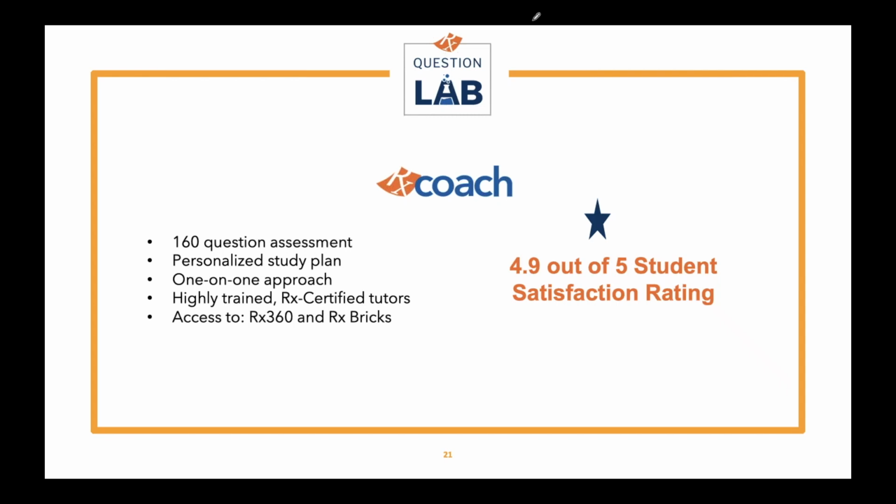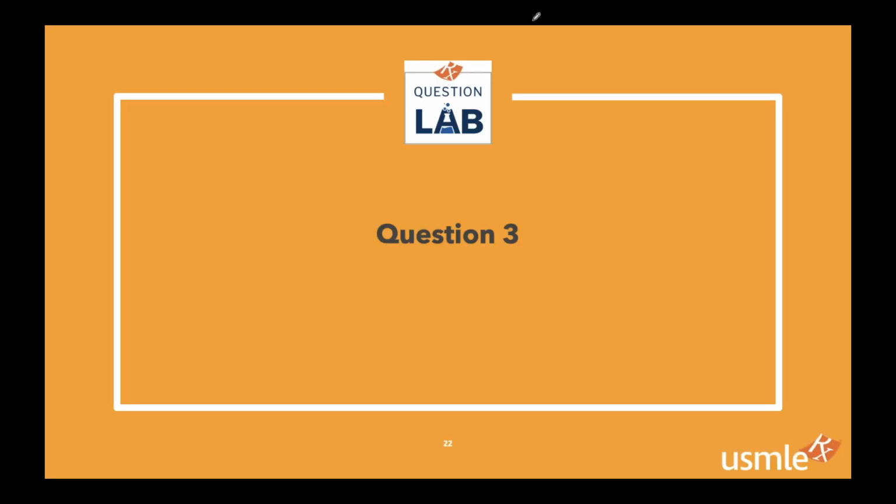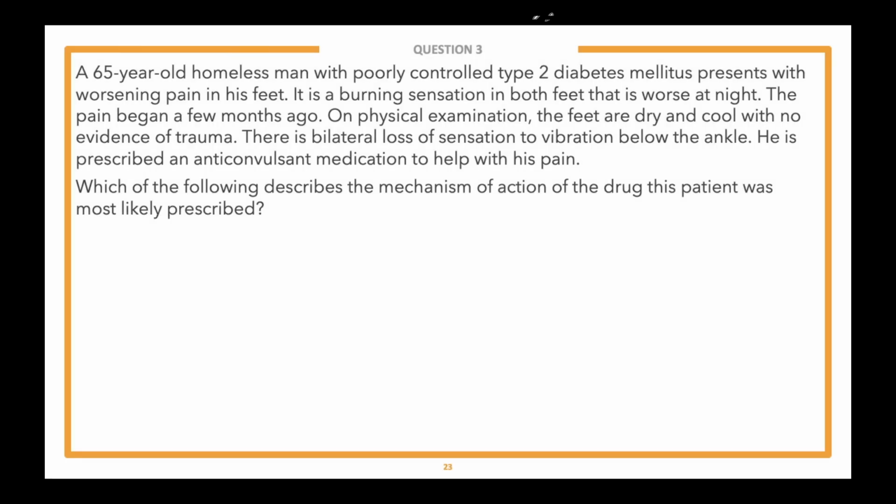Let's go ahead now and move on to our third question of the evening on the topic of neurology. As you can see, the answer choices are covered up, and we will begin with the lead-in. Which of the following describes the mechanism of action of the drug this patient was most likely prescribed?